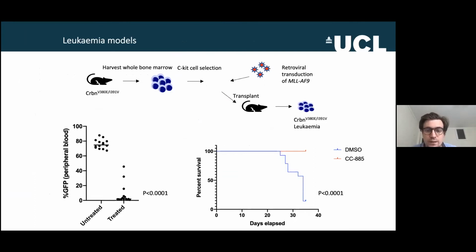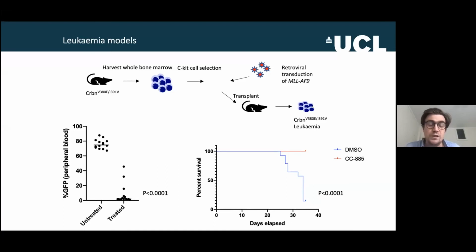CC885 is slightly tricky to deal with for in vivo experiments. So the first experiment we did was just a proof of principle, which was an in vitro in vivo study where we pre-treated for 4 hours with the drug, washed it off, and injected 10,000 viable leukemia cells per mouse. And we were able to demonstrate a significantly decreased disease burden in peripheral blood and a survival advantage. Obviously, this isn't as good as doing a pure in vivo experiment.